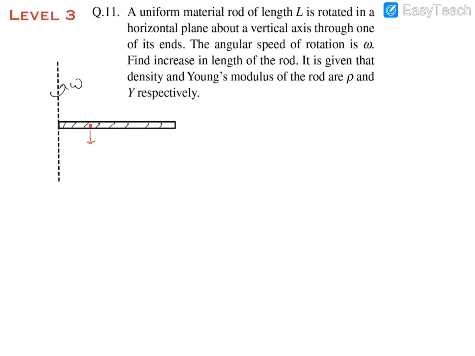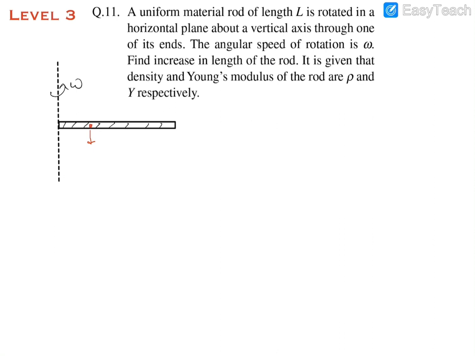In this question, it is given that there is a uniform rod of length L, and this rod is rotated in the horizontal plane about a vertical axis with some angular velocity omega. Now we have to find out the increase in the length of the rod, and it is also given that the Young's modulus of the rod is gamma and its density is rho.